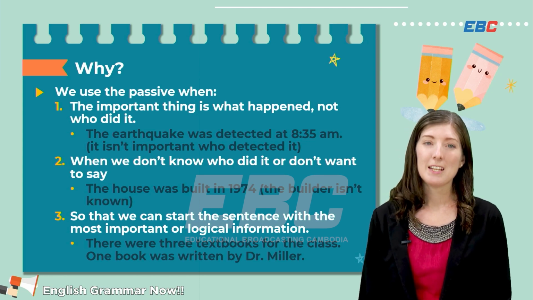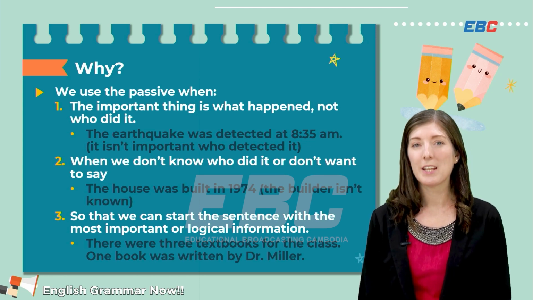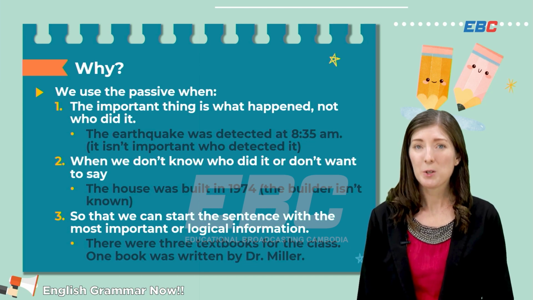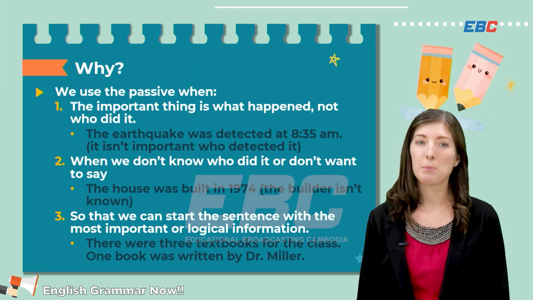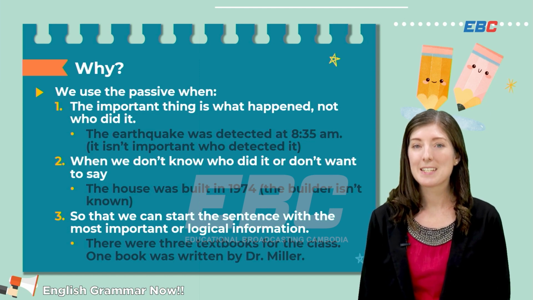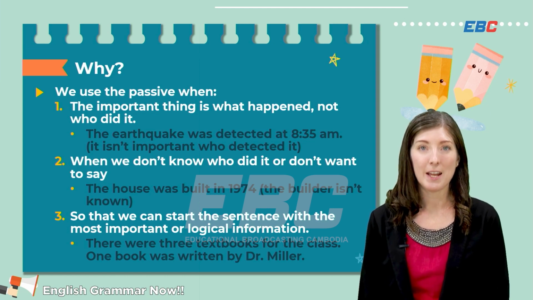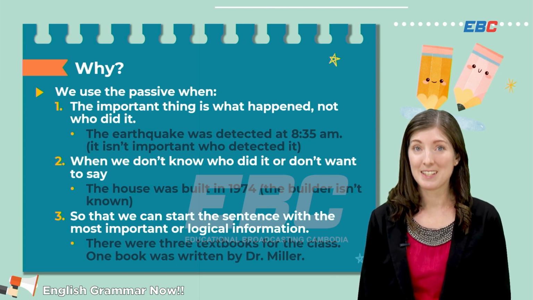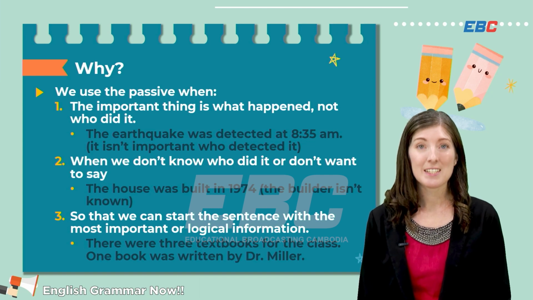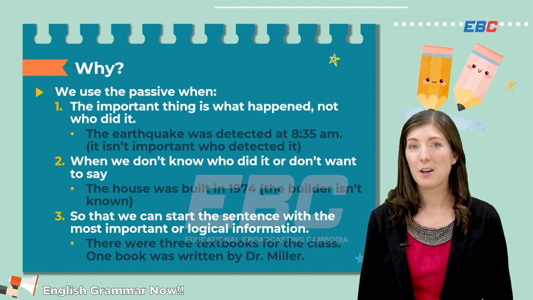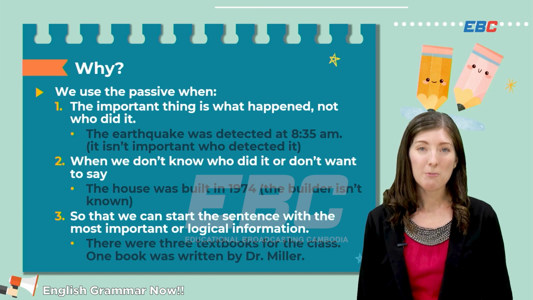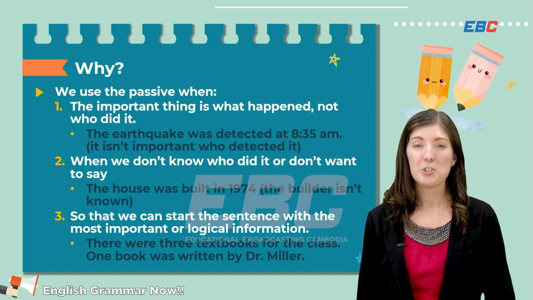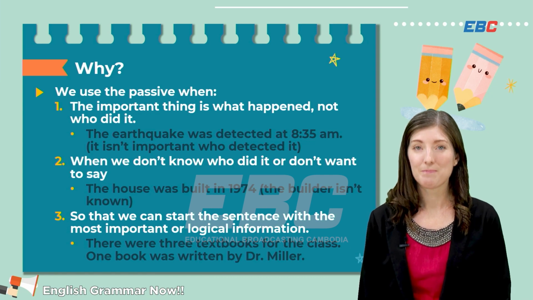First of all, sometimes the important thing is what happened, but it's not important who did it. For example, the earthquake was detected at 8:35 a.m. It's not really important who detected it. For a sentence like this, we are really trying to focus on what happened. We often use the passive to talk about scientific things or general information things.